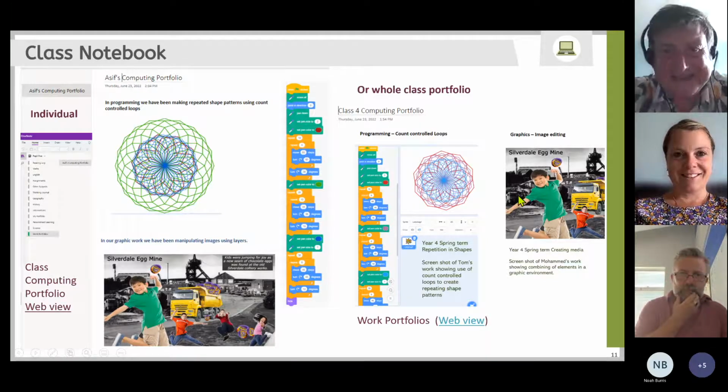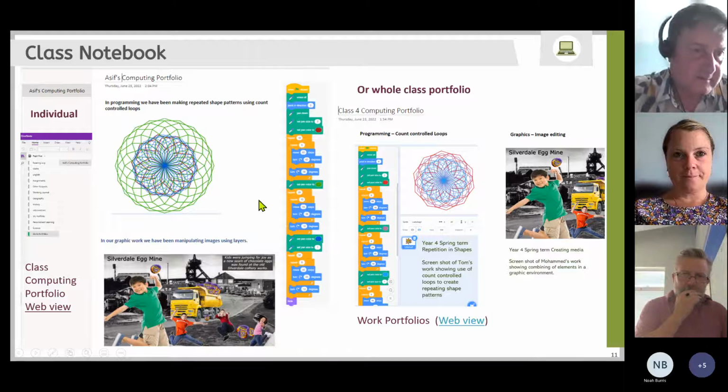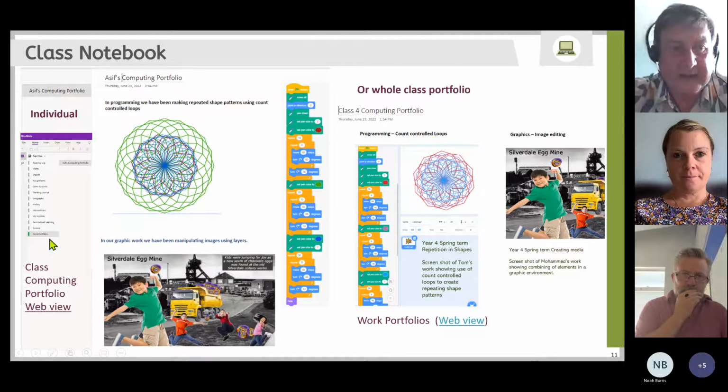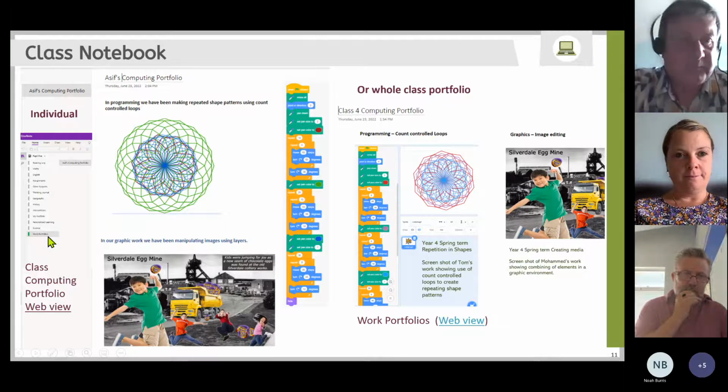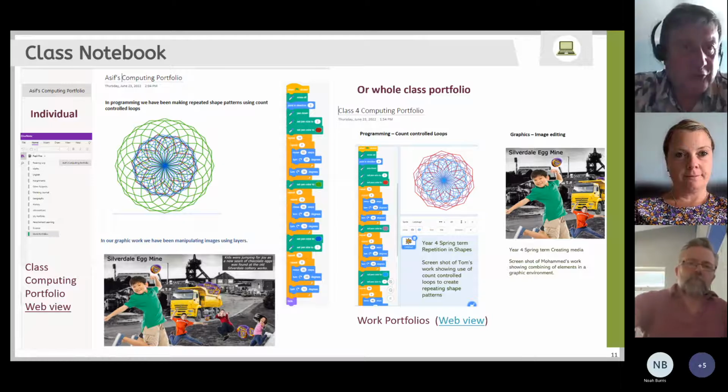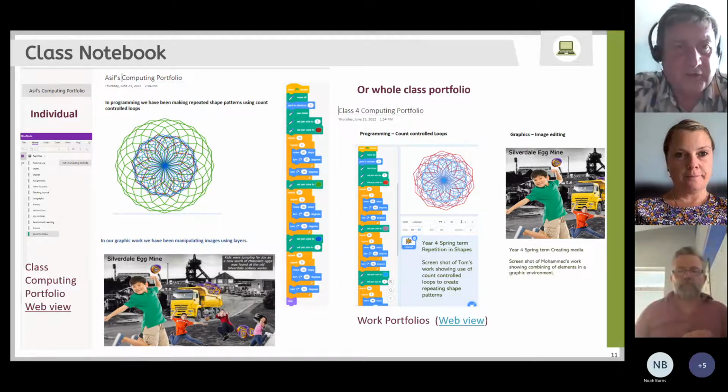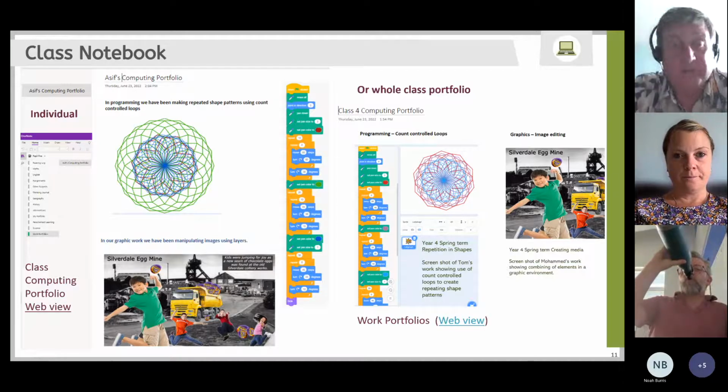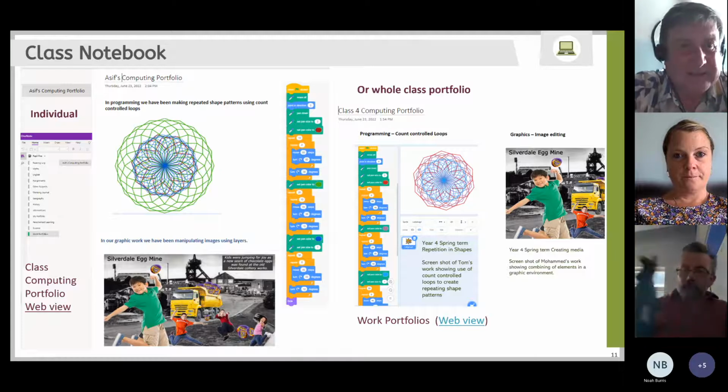You can just collate everything in a notebook page, or even better, if you start developing individual portfolios, then each child can have a little kind of area in their own notebook space to build up their work portfolios in computing, of course, but other subjects as well. So it's a way of kind of digitalizing that kind of class record book.